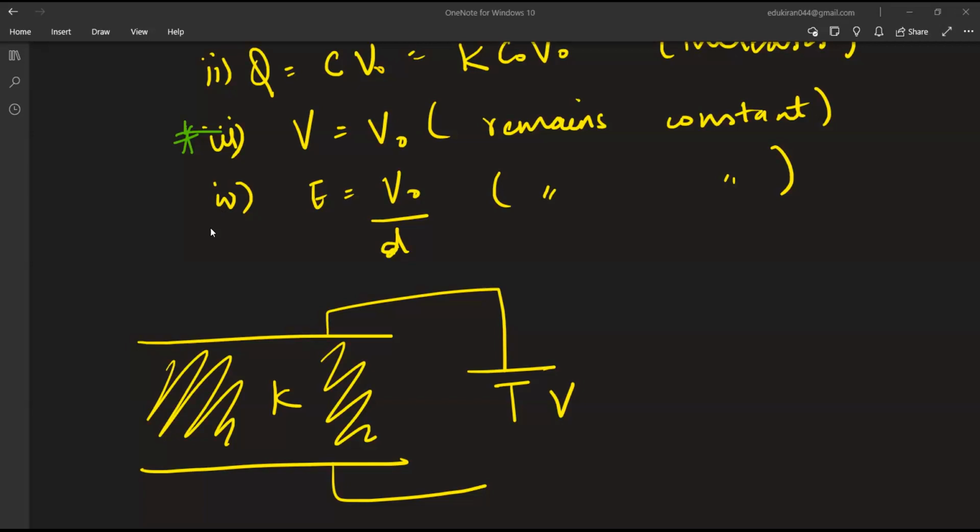But see, when the battery is disconnected, if the wires to the battery are disconnected, then charge remains on the plates, on these capacitor plates. So these charges remain, they stick only to these capacitor plates. And what happens to the battery? It gets disconnected. That's why in the second case, the same thing happens.